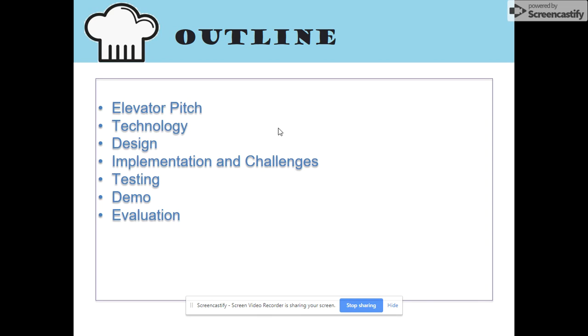Then we'll go to a quick demo of the application, look at some of the key functionalities in action, and after that, we'll summarize with the evaluation. Okay, so I hope you're as excited as I am.